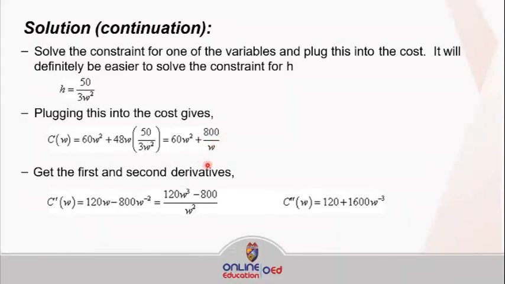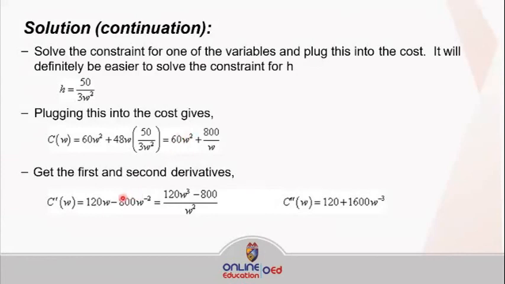And then we take the first derivative and second derivative. Again, the first derivative is based on this equation, which is 60W squared plus 800 over W. And then for the second derivative, we base it on the first derivative, which is what we will differentiate. For the first derivative of C(W), which is C prime(W), we have 120W, based on the 60W squared.